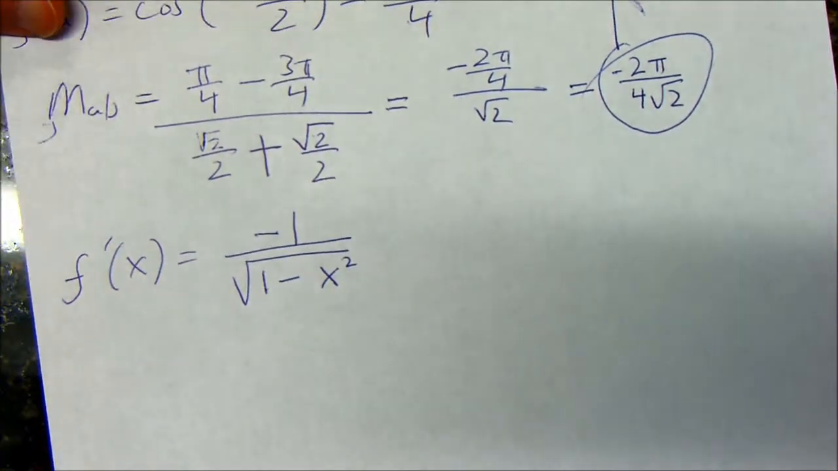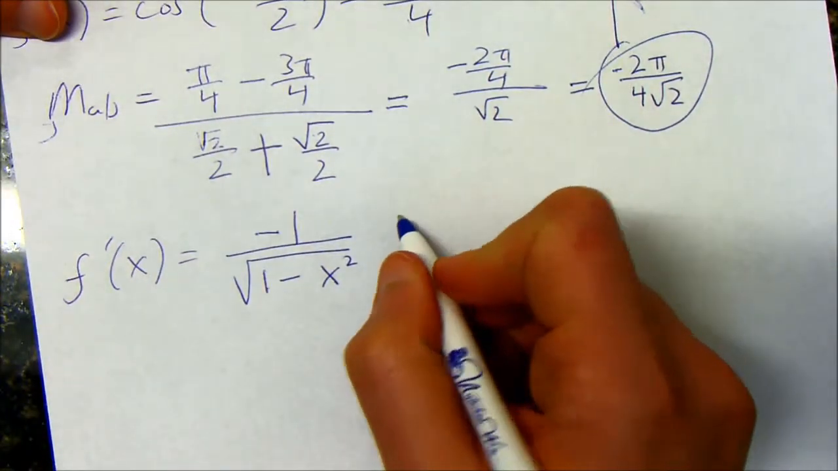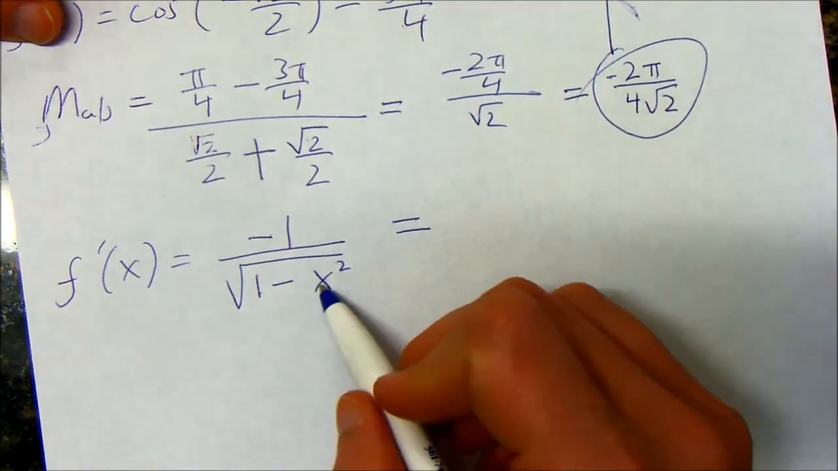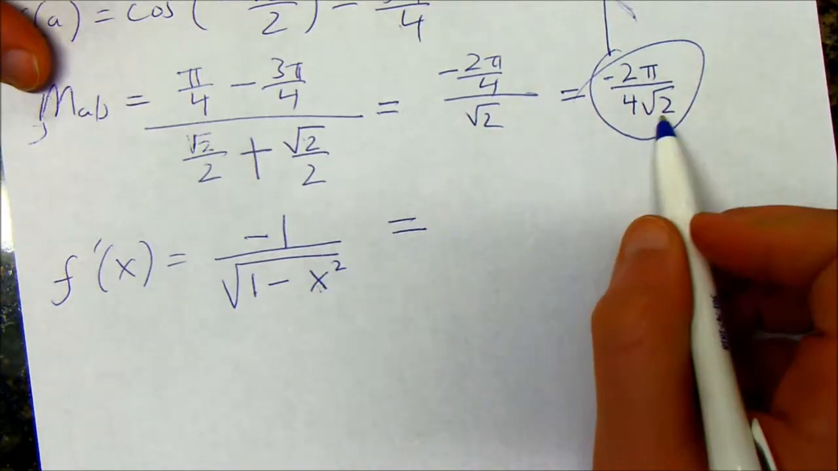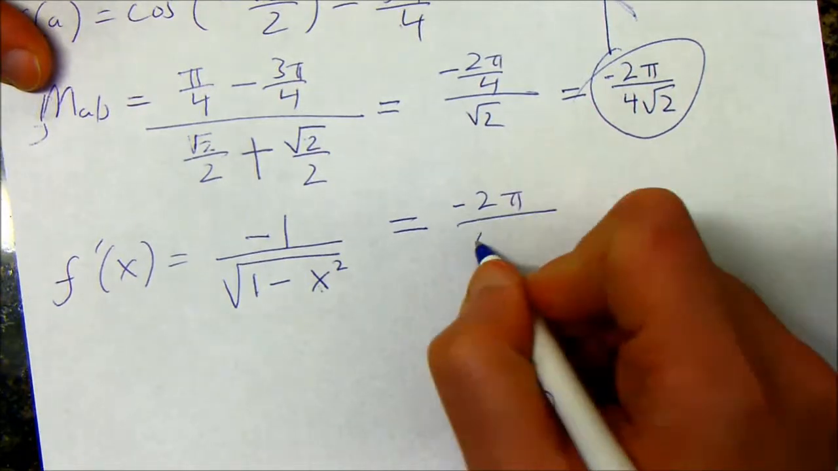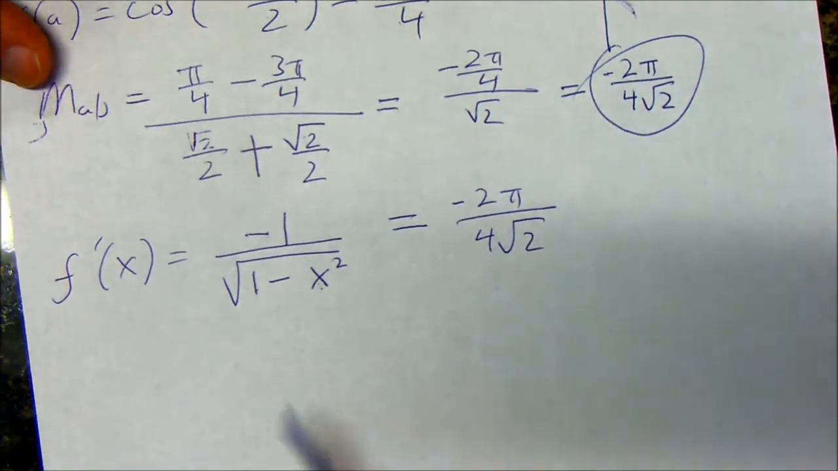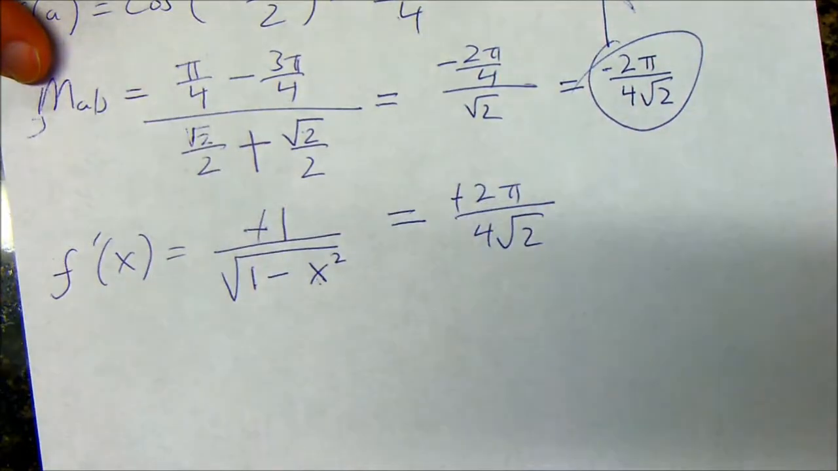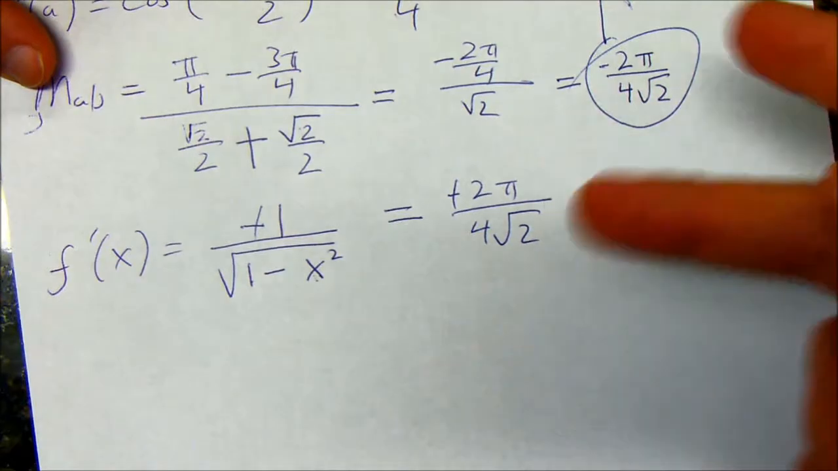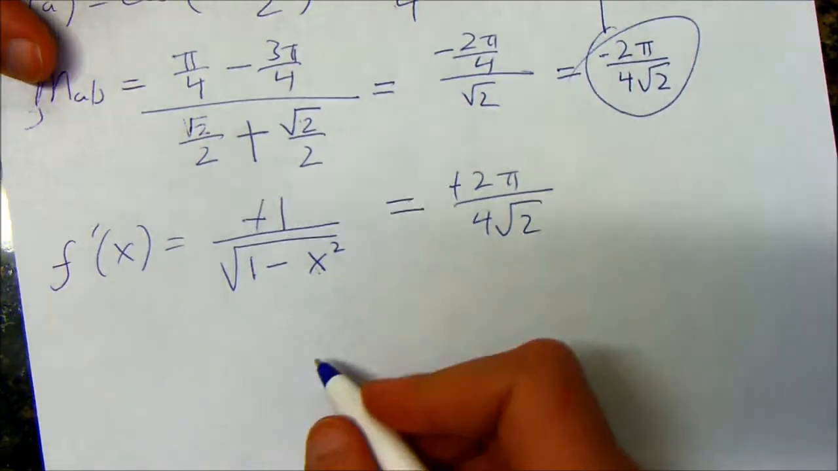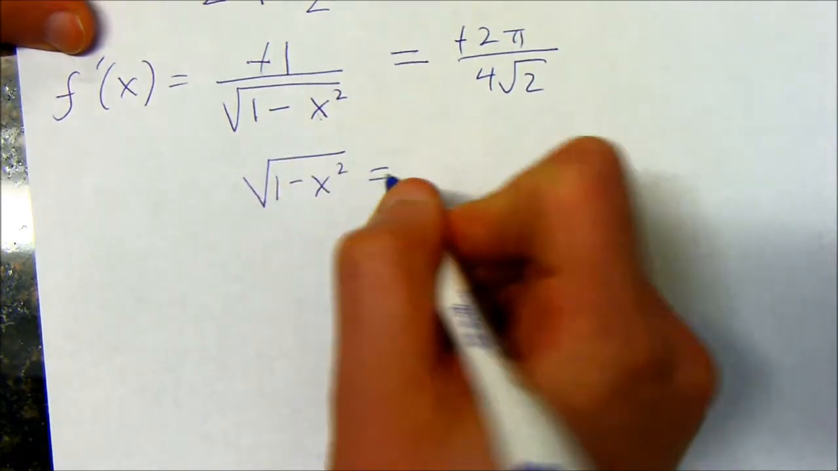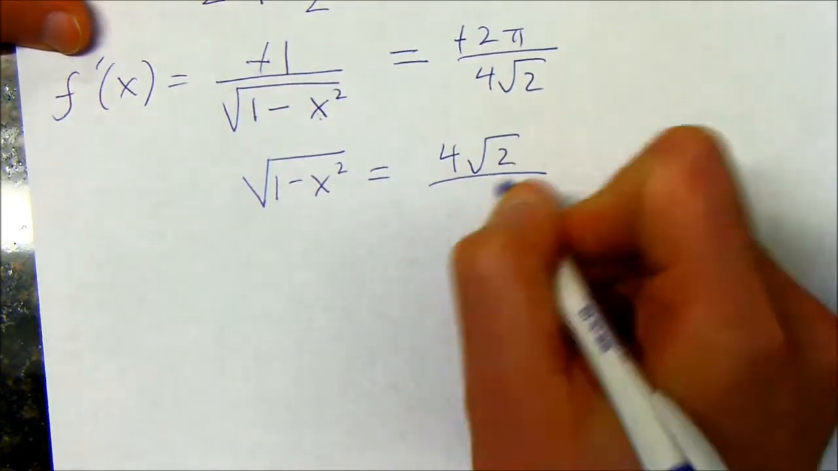Okay? So now I'm claiming that there's a value within that interval, an x value that I could solve for, so that this will be equal to negative 2 pi over 4 times the square root of 2. Alright, so we have negative and negative, so let's drop the negative since they're on both sides. And then let me flip this side and then flip this side. Same thing as cross multiplying. I just think it's a little faster. So then we get what? Square root of 1 minus x squared is equal to 4 times the square root of 2 over 2 pi.